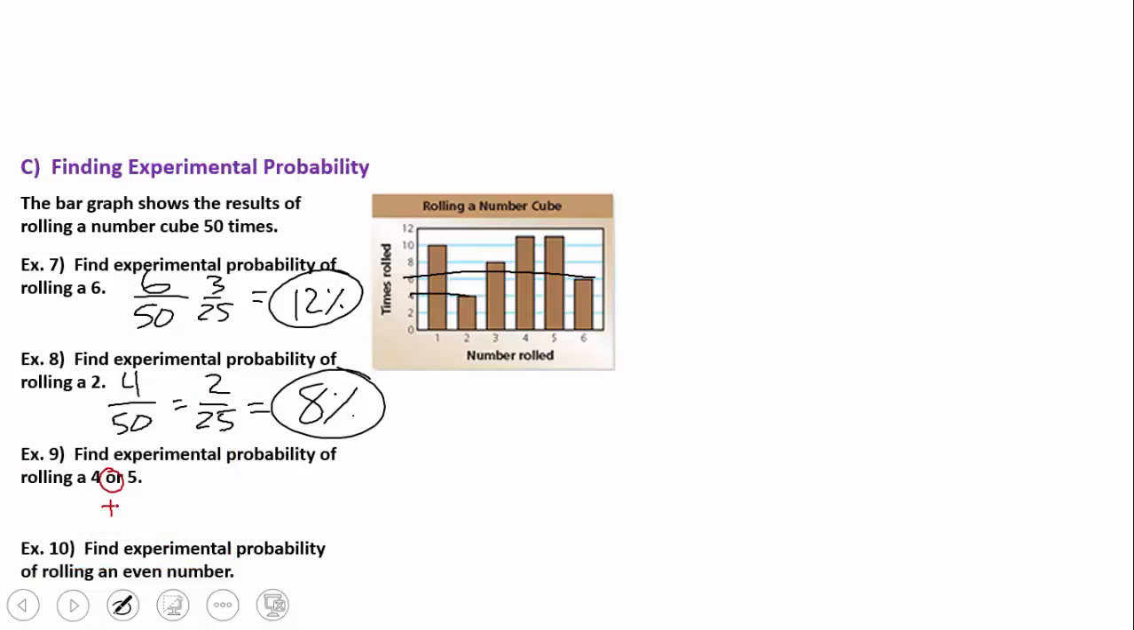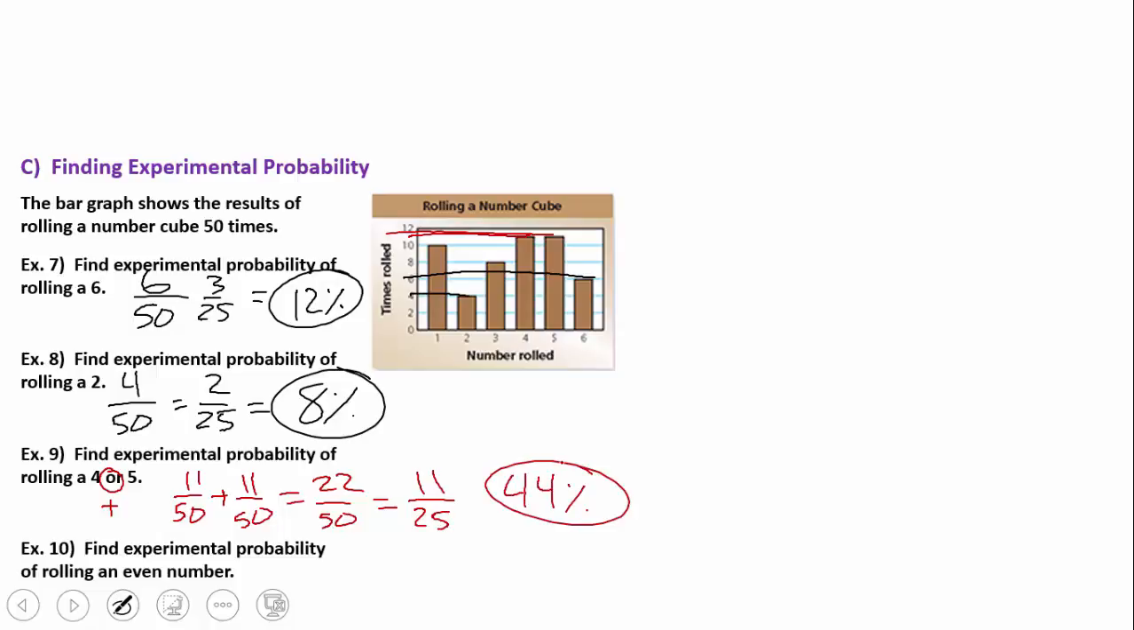So we come over here and we say, how many times did I roll a 4? Ooh, that's 11. 11 out of 50. Plus, how many times did we roll a 5? That's again 11 out of 50. So that's 22 out of 50, which simplifies to 11 out of 25, which again, I don't understand that very well. I can see it's just less than half, but it's actually 44%. If I told you 44% chance of rolling either one of those numbers, you'd go, oh, okay, that makes sense to me.